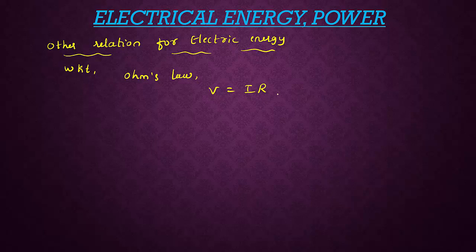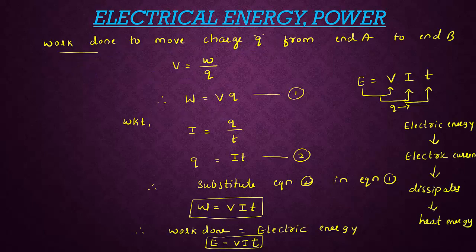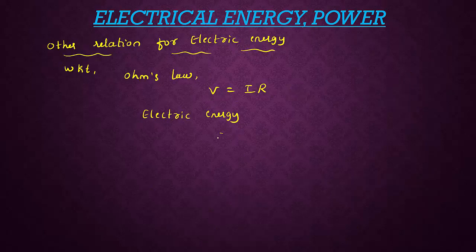We have this equation. Now, what is the equation for electric energy? We just derived that equation. You can see here E equal to VIT. Electric energy is given by E equal to VIT. Now, here in place of V, we can write equation 1 here.